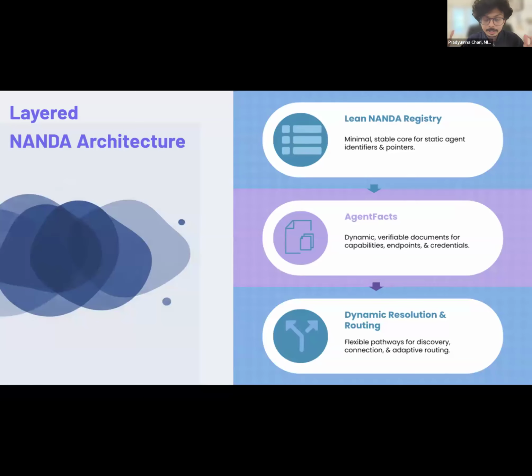The first layer is a lean registry, which has a minimal stable core for static identifiers and pointers to enable limited churn and a limited write-to-read ratio to ensure scalability. The second aspect is what we call agent facts, which is compatible with what Sam was talking about in terms of the agent capabilities card, or agent card from Google: a detailed, fine-grained, and decentralized metadata layer for each agent to talk about their capabilities and skills. And the final piece of this puzzle is when you go from the lean registry to the agent facts to finally getting resolved to the agent that you want to talk to and communicate with.